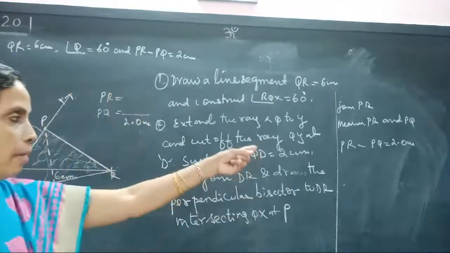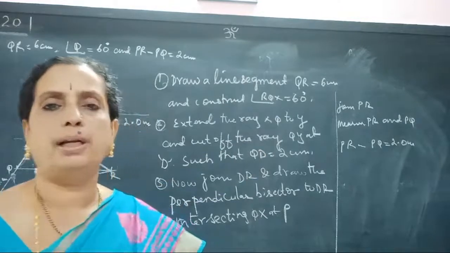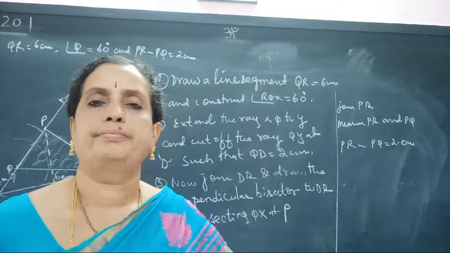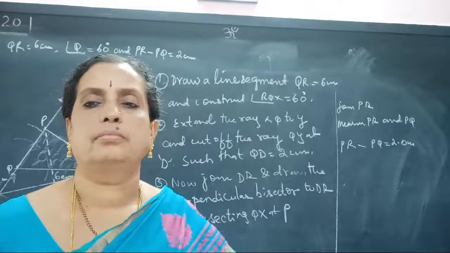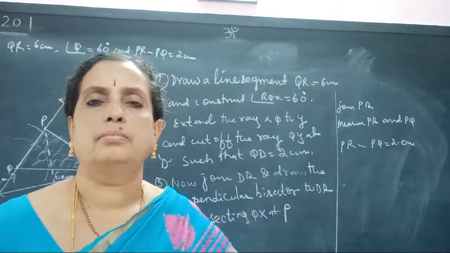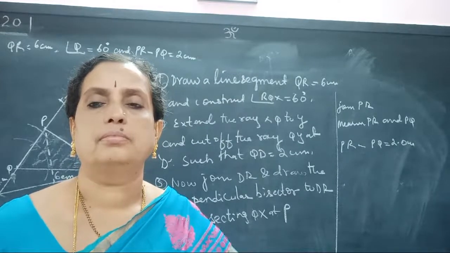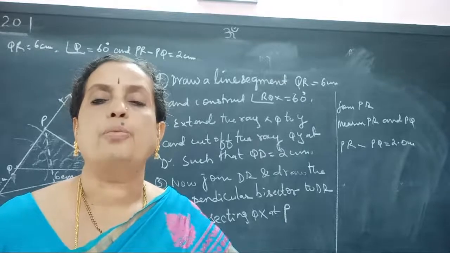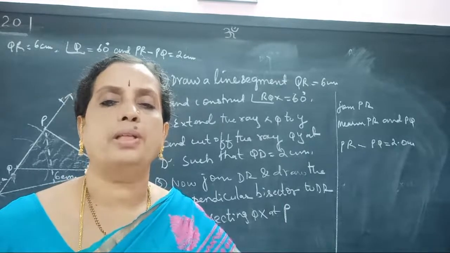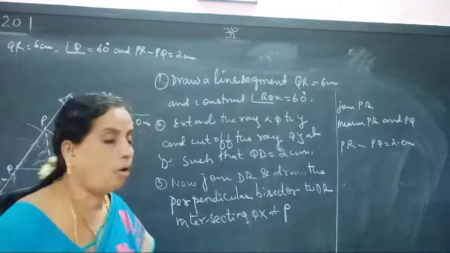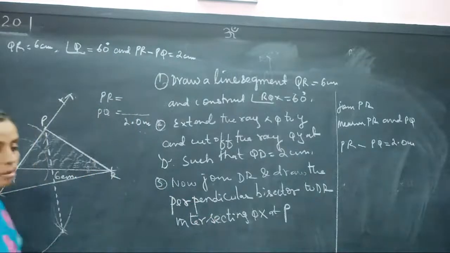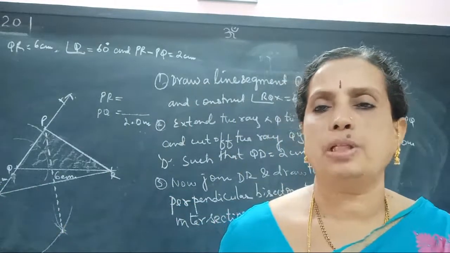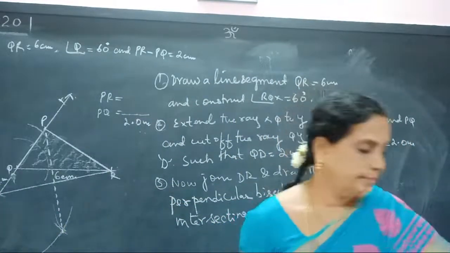You got PR minus PQ equals 2 centimeter difference. Is it clear? It should be neat. You have to write up the steps also, and along with that you have to mention the measurement. Naming of the figure is also a must. It's clear?